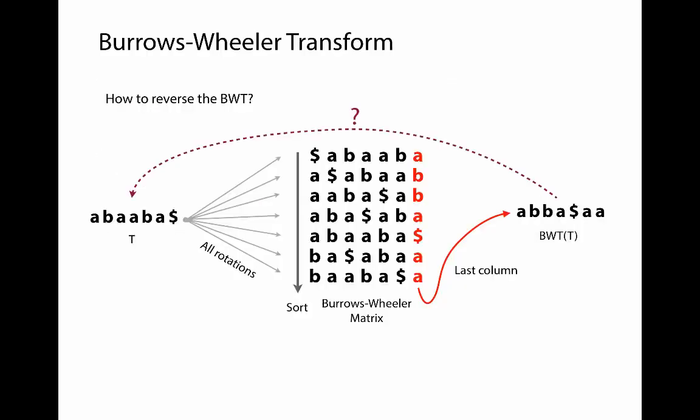Okay, so a question that we asked before but that we haven't answered yet: we can see how we get from t to BWT of t, and we've done it two different ways. Now we want to know, how do we get from the BWT of t back to t? And that does not seem totally obvious.